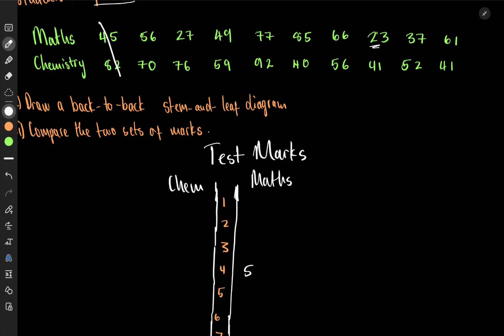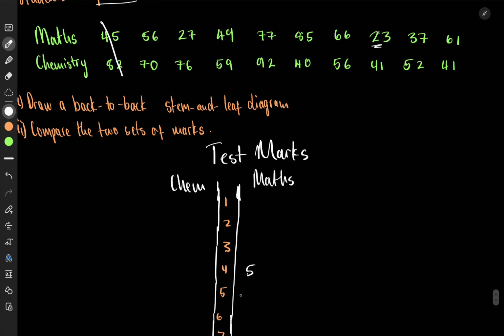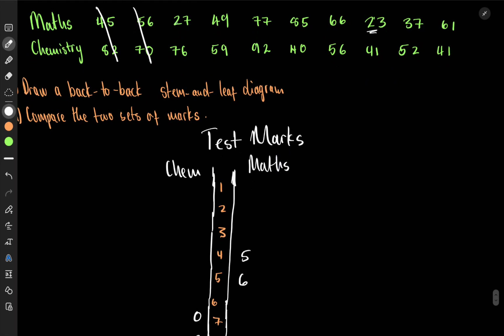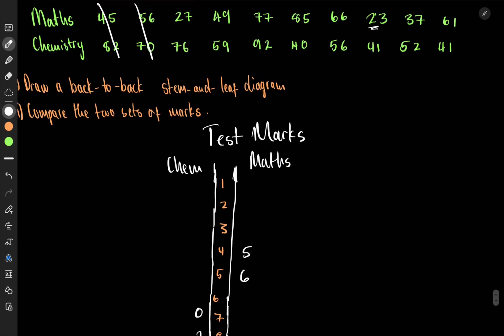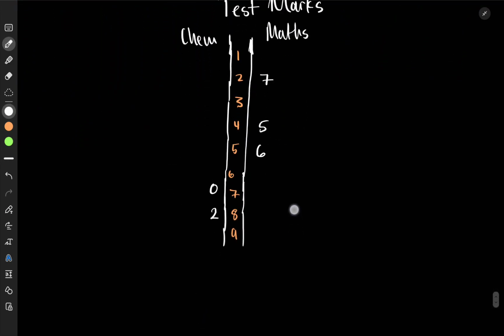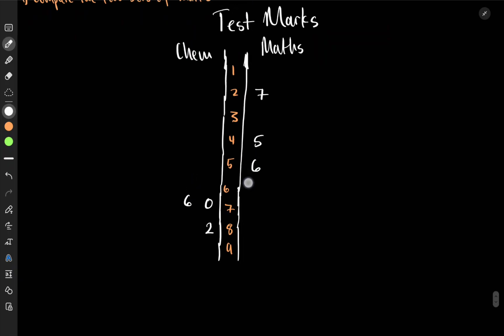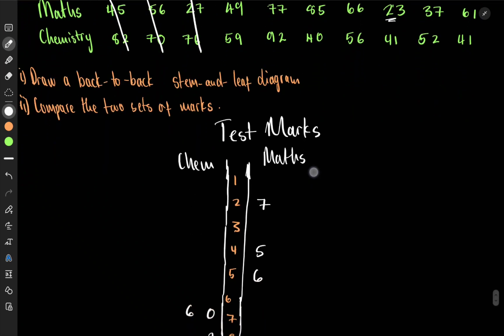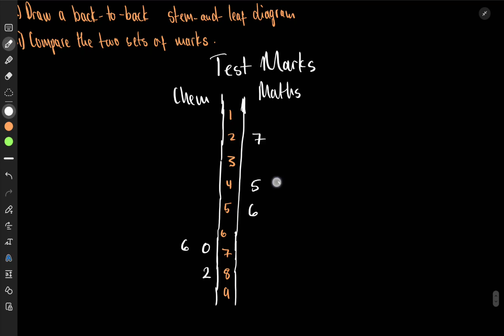Then here I have 56 and 70. So for maths, I go to 5, I put a 6. 70, I go to 7, I put a 0. Then I can cancel him out. Then here I have 27 and 76. 27 for maths, I go to 2, I put a 7. Then 76, I go to 7, I put a 6. Then I'm going to cancel it. That's my preliminary. Remember that I do it with a pencil. 49 and 59, I go to 4, I put a 9. I go to 5, I put a 9 for chem.